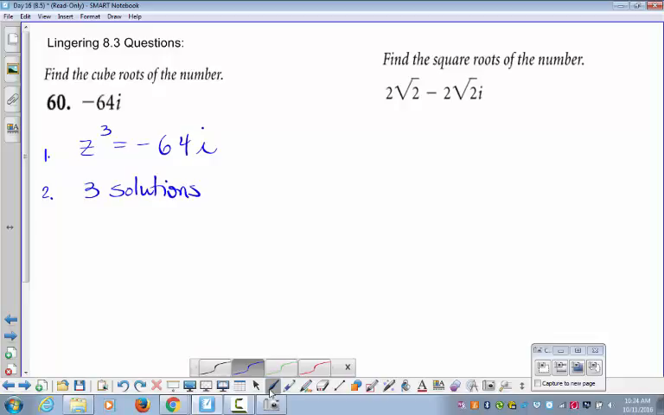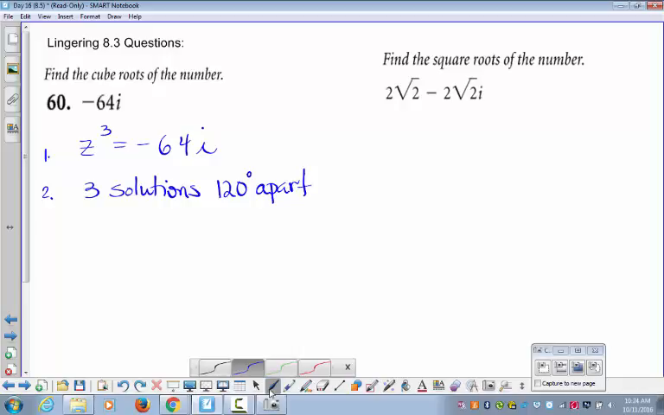So a cubic will have three solutions. If it was z to the fourth, we'd have four solutions. Z to the tenth, we'd have 10 solutions. So that part's easy. And then how far apart are they? If we have three solutions evenly spaced on a circle, that means they have to be how many degrees apart? 120. So we take 360 and divide it by 3, and we get 120 degrees apart.